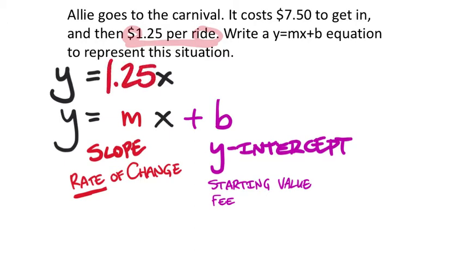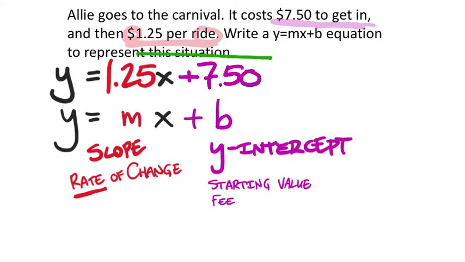That is it. Did they give us some kind of starting value or some kind of fee? Yes, they did. They said it costs $7.50 just to get in, okay? Now, what this also means is that at this carnival, if Allie doesn't go on any rides, she's still got to pay the $7.50 to get in, okay? So that's why it's kind of like a starting value, a starting fee, some kind of entry fee, something like that, okay? And that would cost her positive $7.50.